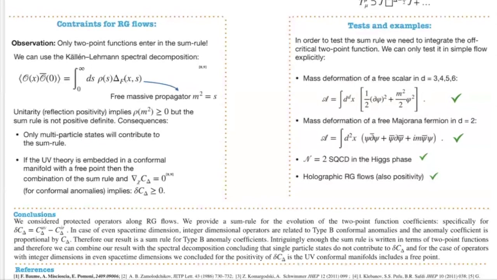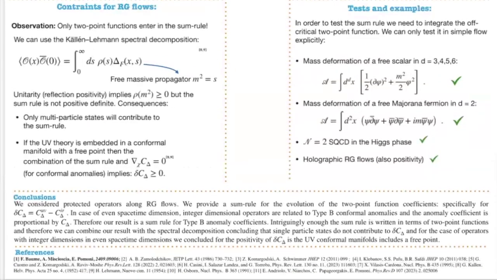And it's particularly interesting to study the sum rule in the supersymmetric case, in which the conformal manifold contains free points. This is because the conformal anomalies associated with this two-point function coefficient have to be covariantly constant along the conformal manifold, and therefore it's enough to study the theory close to the free point. So this will allow us to hint that the difference between the UV and the infrared value of the two-point function has to be greater than 0.